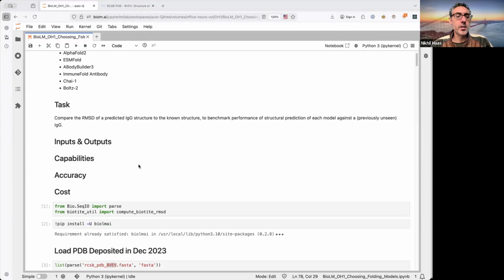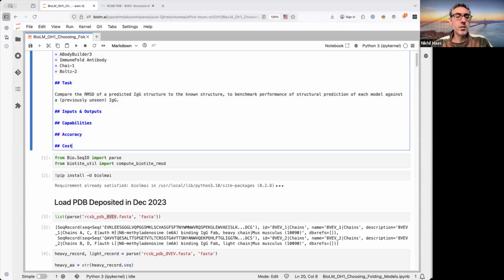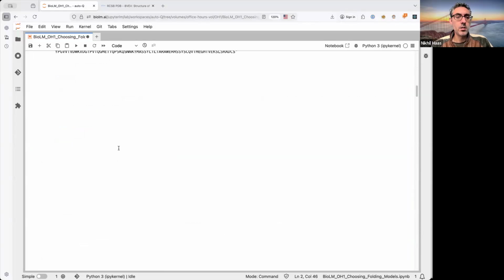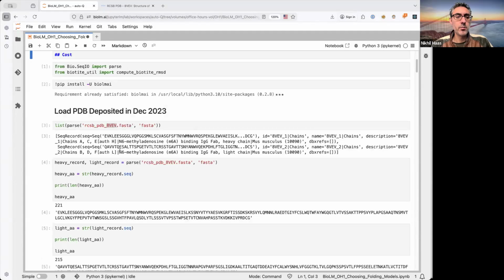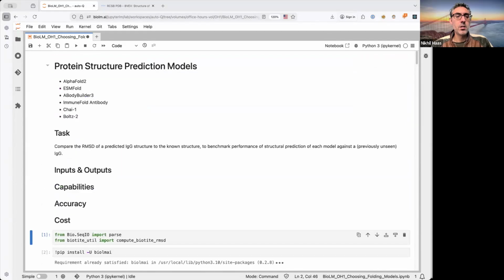Let me try and put this markdown table in here. I don't think that's going to work. Yeah, no, it's not too much. Let's see if I can get it in.